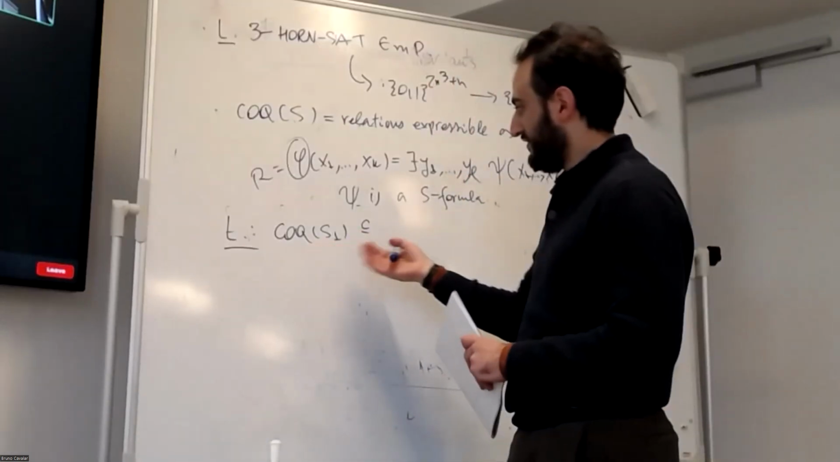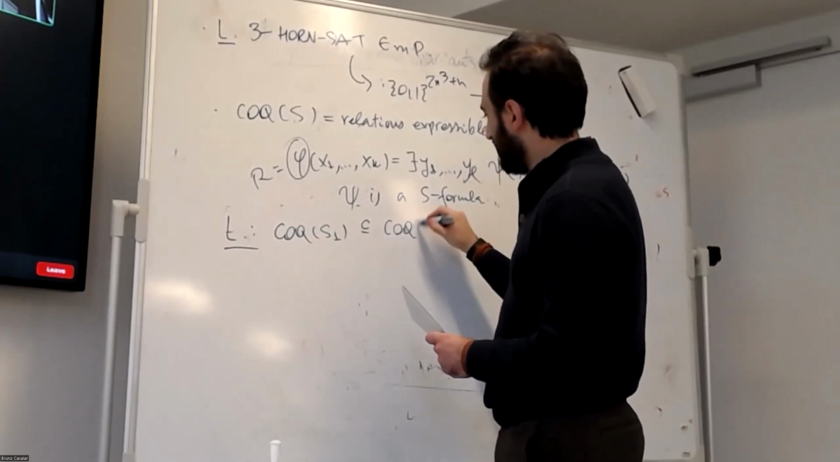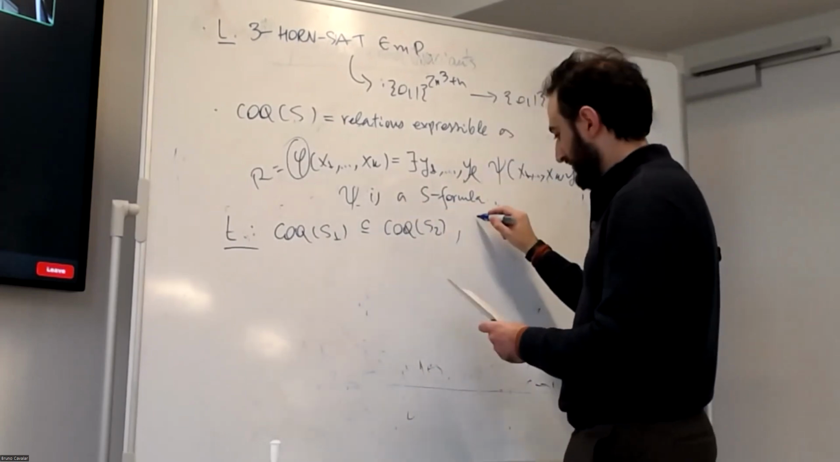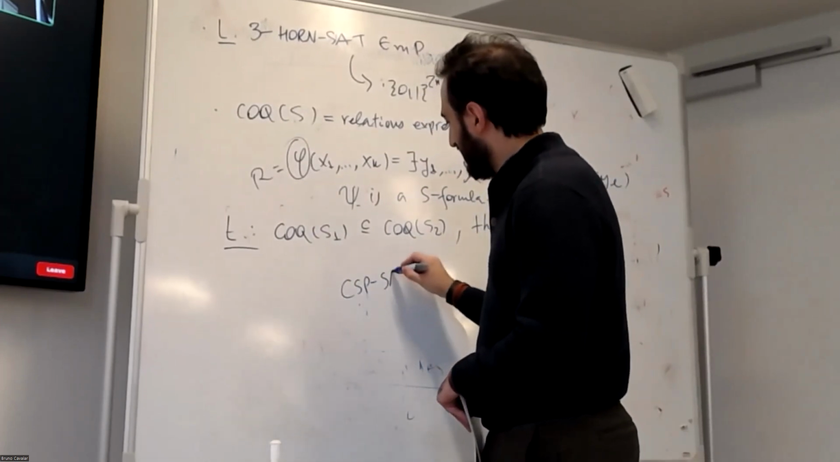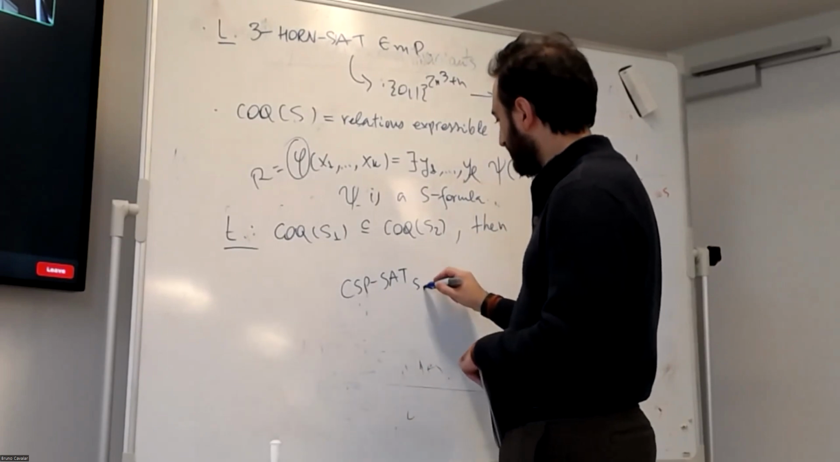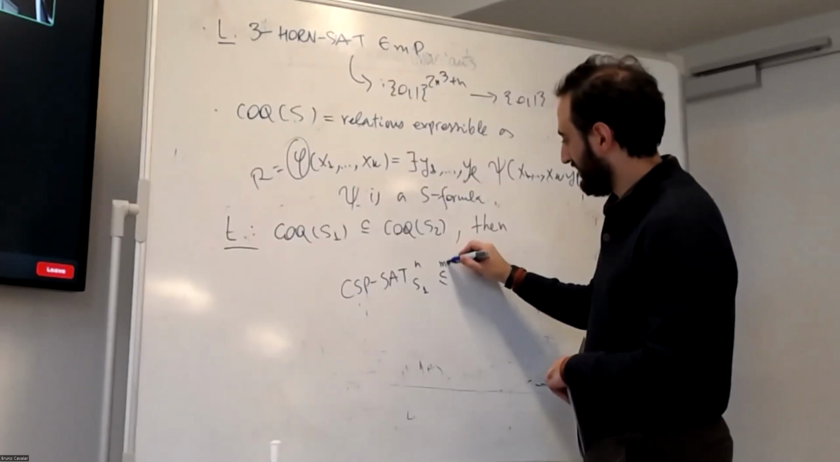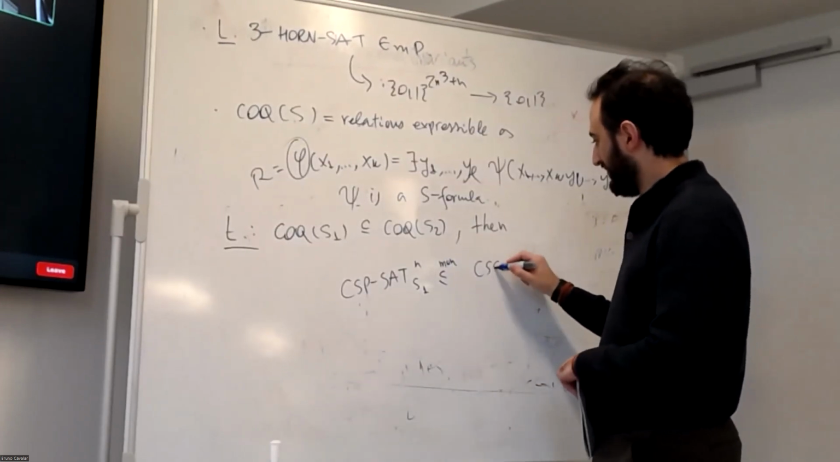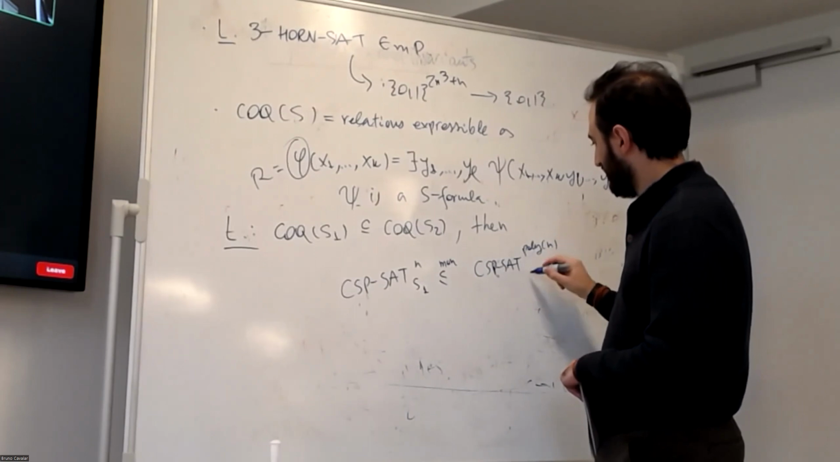So one of the crucial lemmas is: if you take the set of relations which are conjunctive queries of S1, if they are contained in the conjunctive queries of S2, then you can reduce CSP of S1 in a monotone way to CSP of S2, in polynomial time.